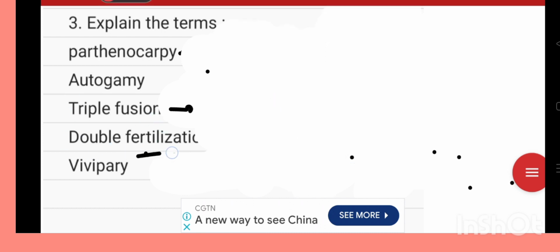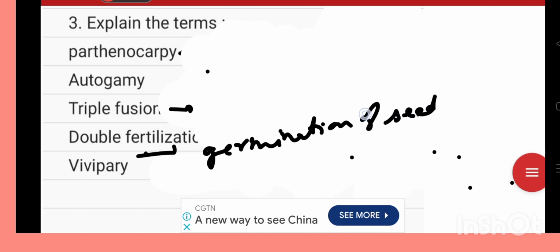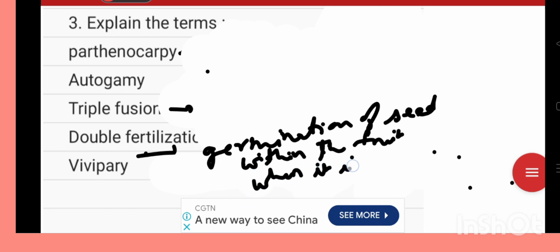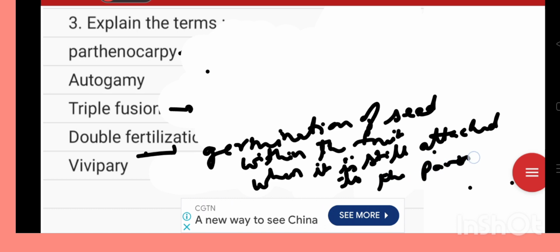Next is vivipary. Vivipary is the germination of seed within the fruit when it is still attached to the parent plant. That's all. Few important terms we have discussed today. Next, few more questions we will do in the next video.